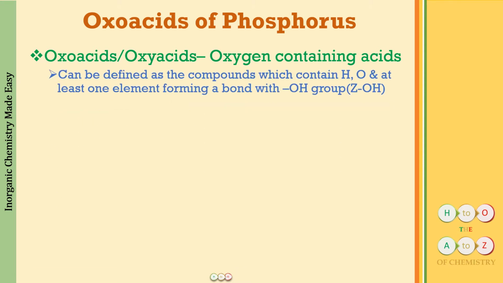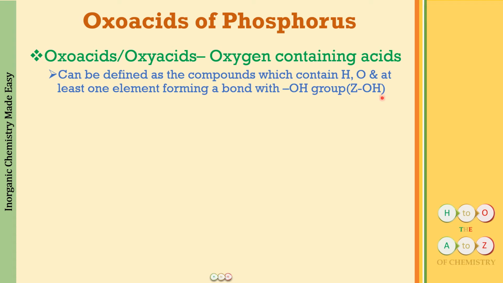Well, these are going to be those compounds which contain hydrogen, oxygen, and at least one more element which is going to form a bond with the OH group. So the simplest oxoacid which we can have is going to be ZOH, where Z is going to be any other element apart from oxygen and hydrogen.